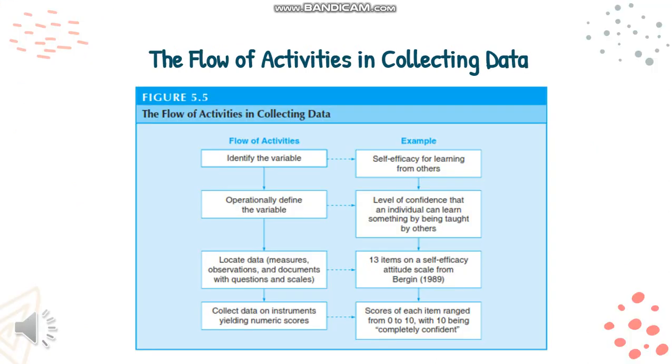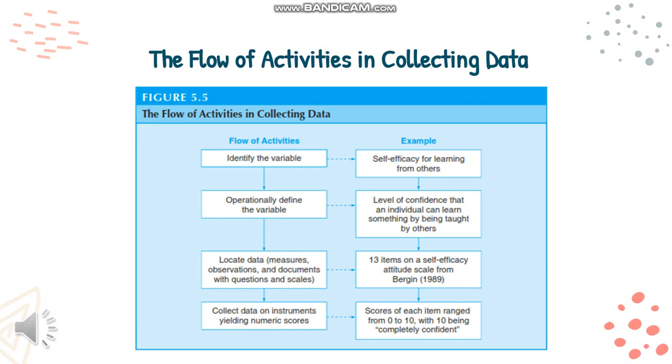This is the flow of activities and their example in collecting data in quantitative research, with the variable being self-efficacy. For the flow of activities, identify the variable. The example is self-efficacy for learning from others. And then operationally define the variable. The example is level of confidence that an individual can learn something by being taught by others.